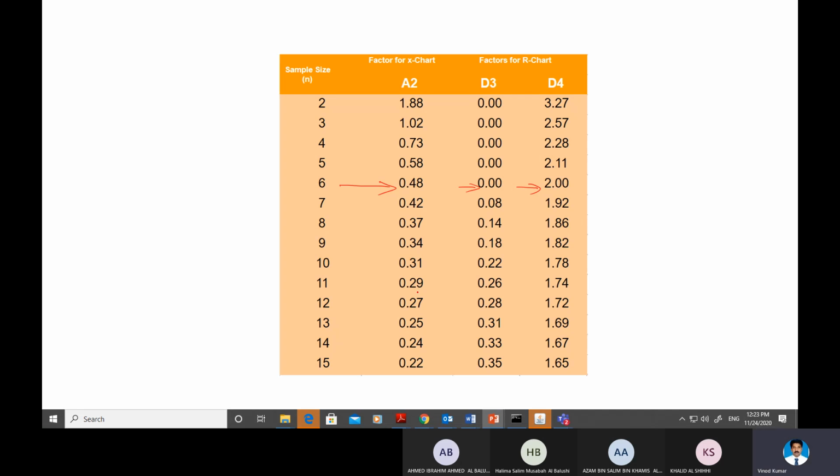Have you calculated this? Doctor, can you change the slide? Go to the next slide.